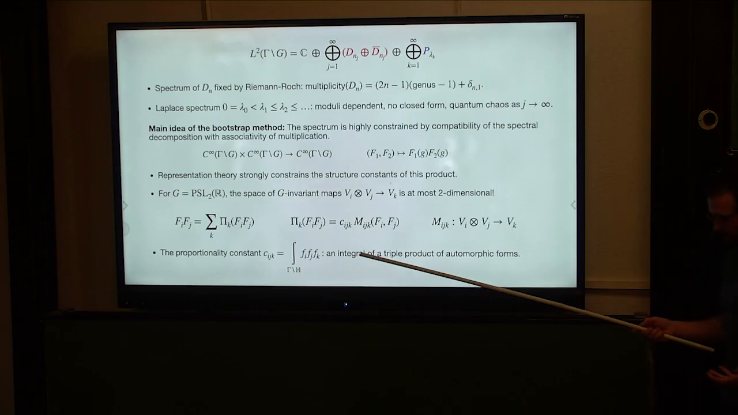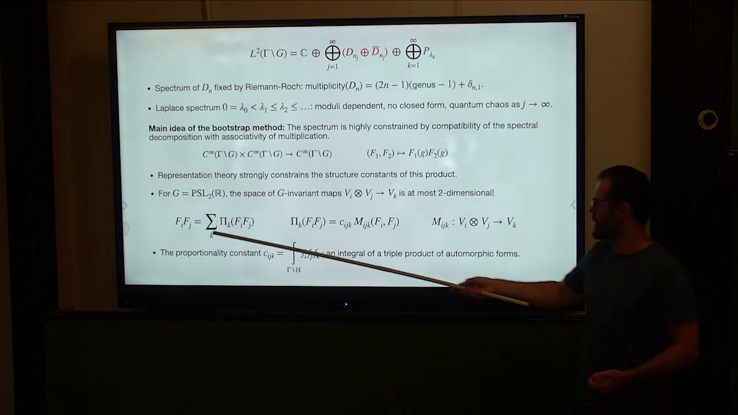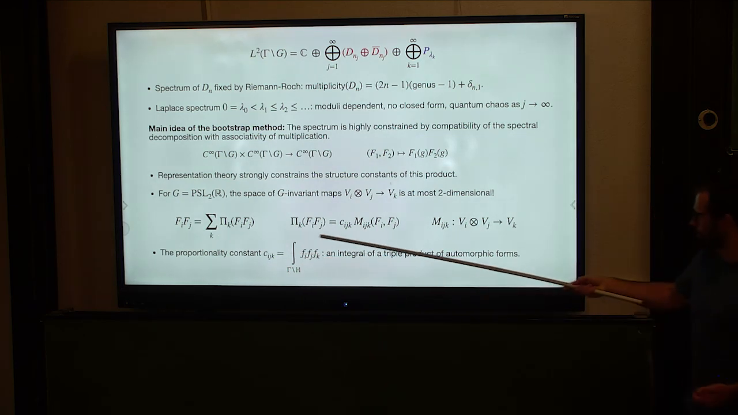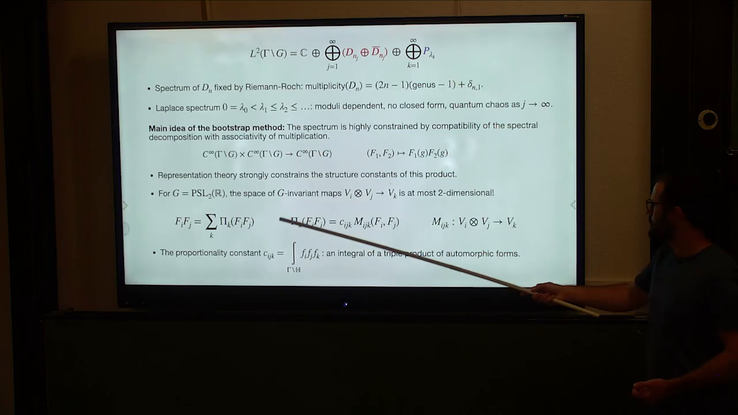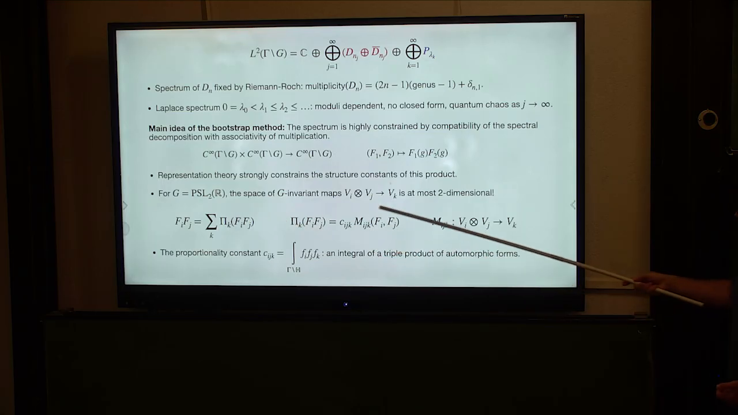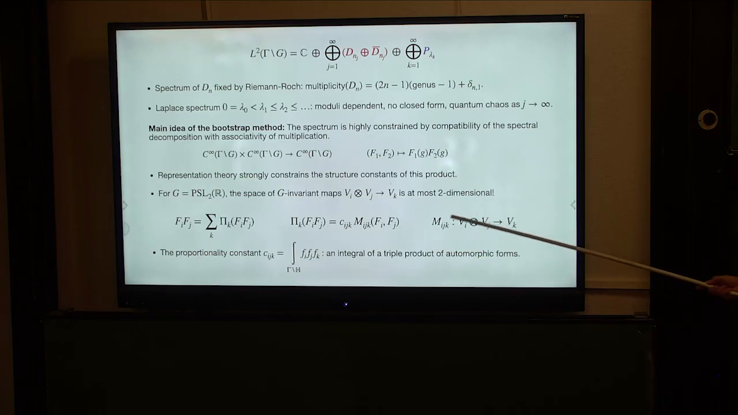So the structure of the product is highly constrained by representation theory. If you take the product of two functions and decompose them using the spectral decomposition, then the projection on the kth summand, for example the principal series, is fixed by representation theory up to an overall constant, where this is just the analog of the OPE coefficient of the three-point function. And this is some universal map, the unique up to an overall factor map from Vi times Vj into Vk.